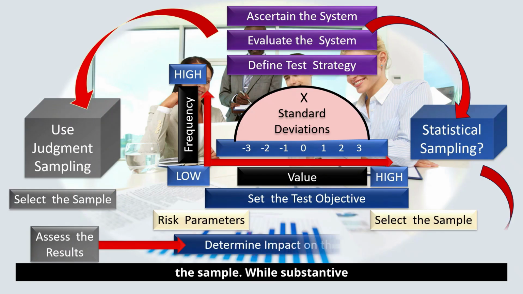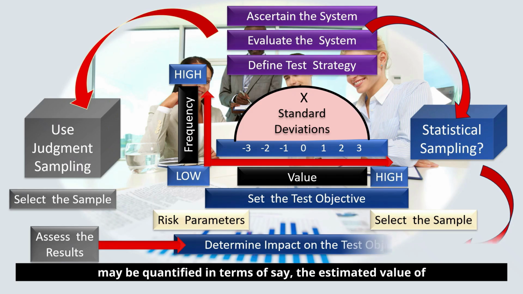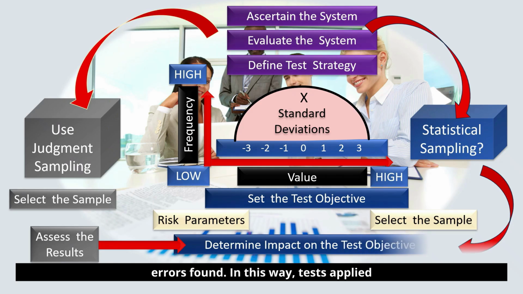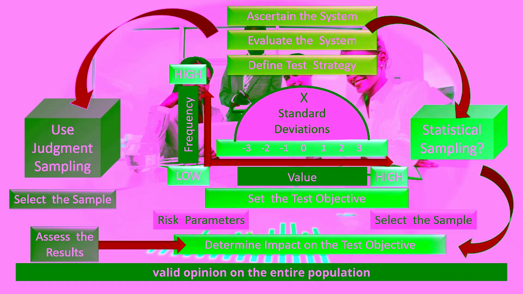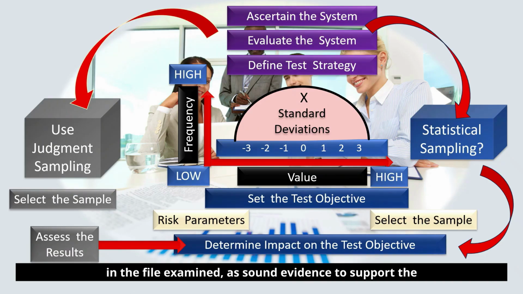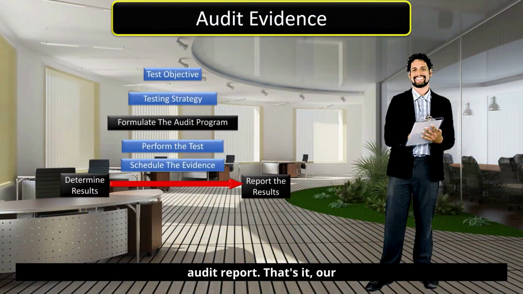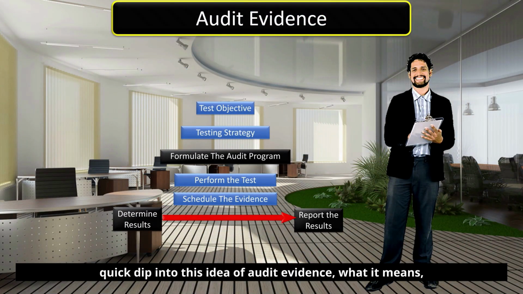While substantive tests, on the other hand, establish the extent to which the implications of a control weakness may be quantified in terms of, say, the estimated value of errors found. In this way, tests applied to a sample used by the auditor can be used to form a valid opinion on the entire population in the file examined, as sound evidence to support the audit report. That's it, our quick dip into this idea of audit evidence, what it means, how it's obtained, and how it can be applied.